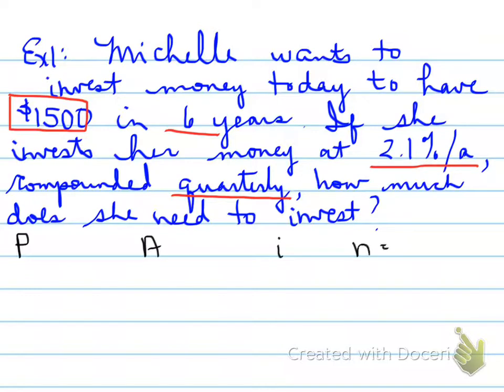This is the Payne formula. The reason why it's the Payne is we need to know how much money today. So P is what we're looking for. A is going to be your 1,500. I is 0.021 divided by 4, 4 being quarterly. And finally, N is equal to 6 years times 4, 6 times 4.